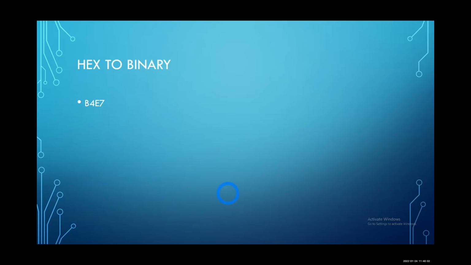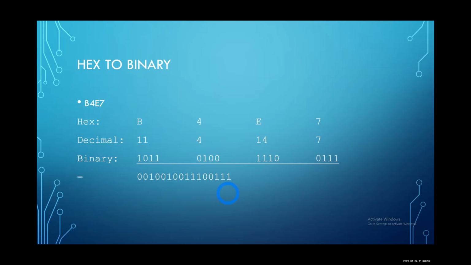All right, so if we go the opposite way, hex to binary, again, we split it out, and we know each one of these is 4 bits. So we can convert it to decimal. We can do that intermediary step if we like. However, we can go straight to binary as well.